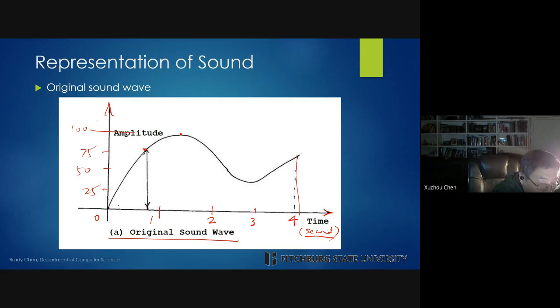I pick a sample at 0, where there's no voice, it's silent. Then the voice starts to go up. At 1/4 of a second the value is, let's say, 30. At 1/2 it reaches 50, and at 3/4 it reaches 75. At 1 second, it reaches, let's say, 85. So for every 1/4 of a second, I pick a sample.